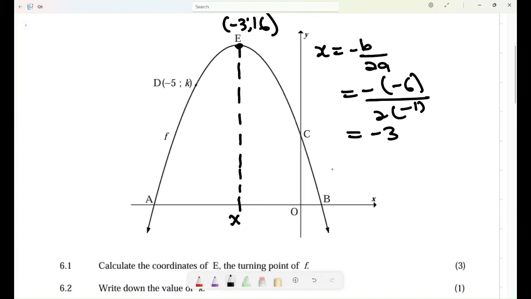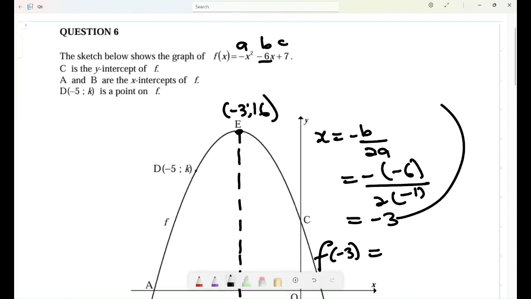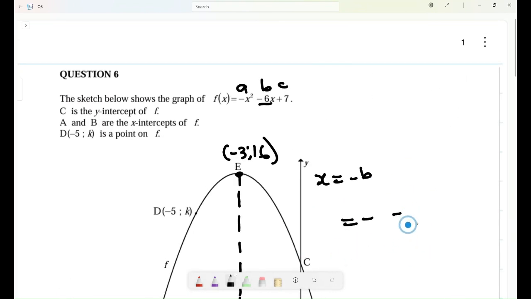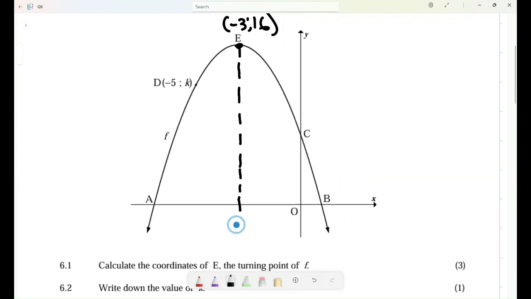Then you also apply the very same method. F of negative 3, you substitute there, and you get 16. So whichever method you prefer, please make sure that the method you are using is the one that is going to collect marks for you, all right? This is negative 3, okay?